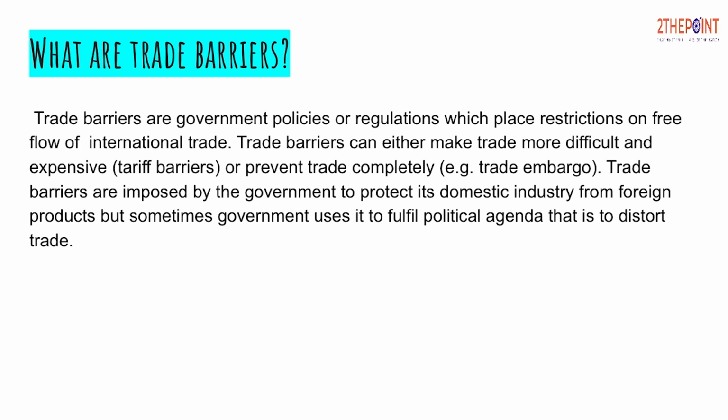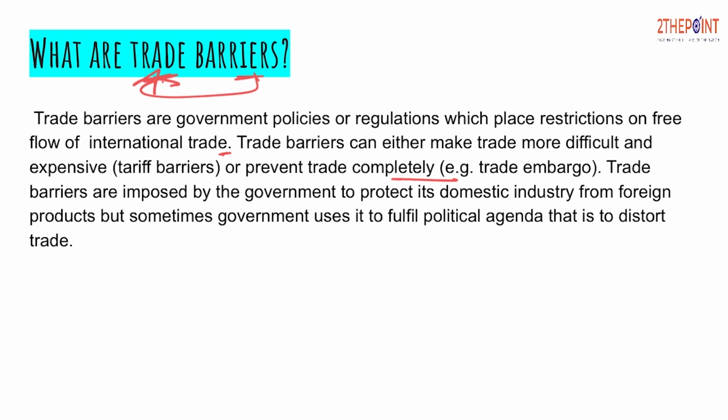Trade barriers are government policies or regulations which place restriction on free flow of international trade. As you could gauge from the name also, barriers to what? Trade. So trade barriers can either make the trade more difficult and expensive or prevent the trade completely. There are certain types of trade barriers which we will discuss in the upcoming slides. Some trade barriers make the goods expensive, which makes it difficult for them to compete in the domestic industry, and some trade barriers prevent the flow of trade completely. We will discuss them in the upcoming slides.